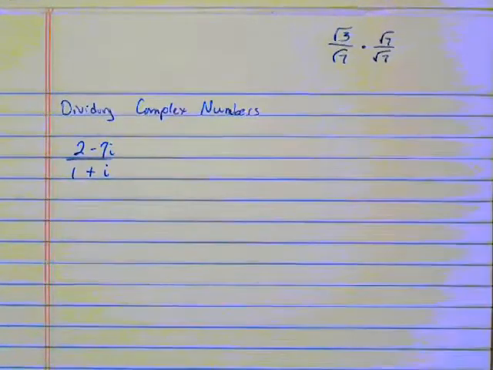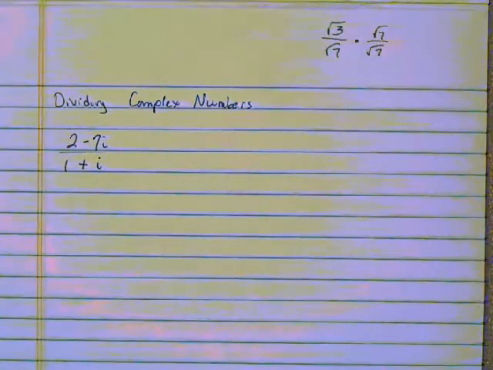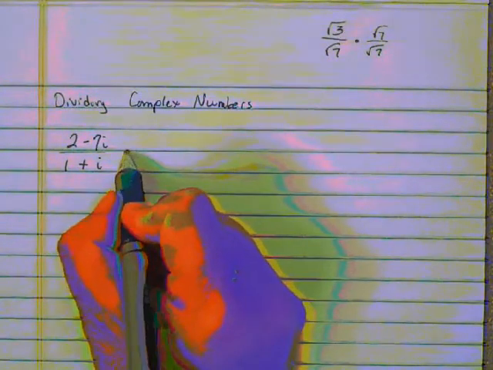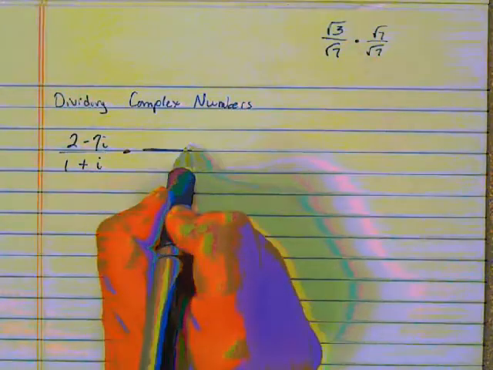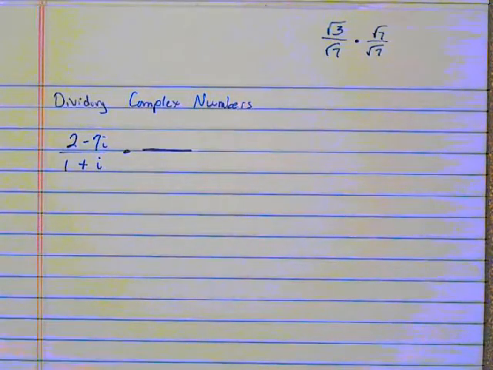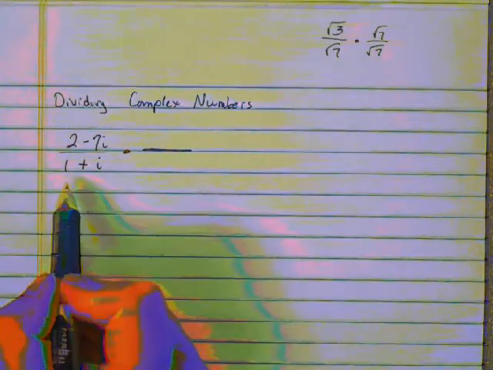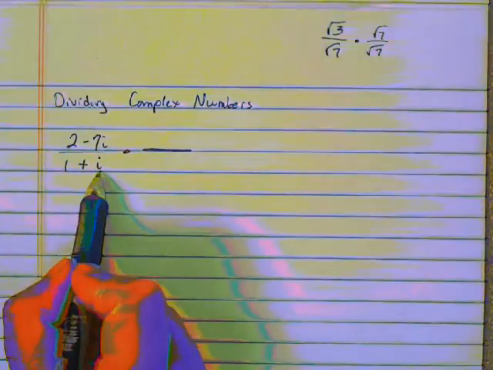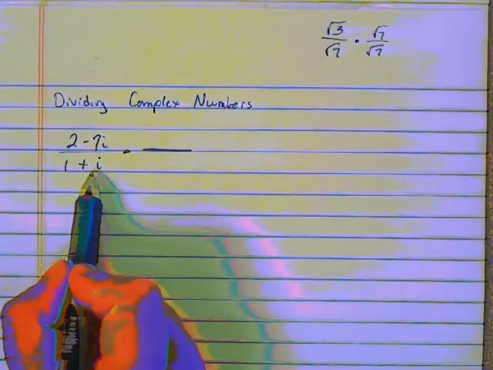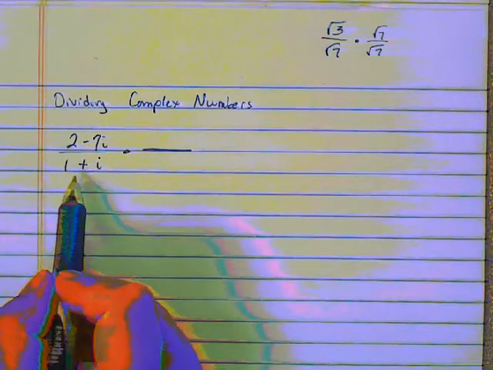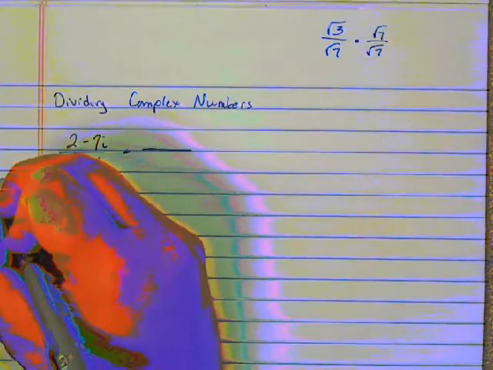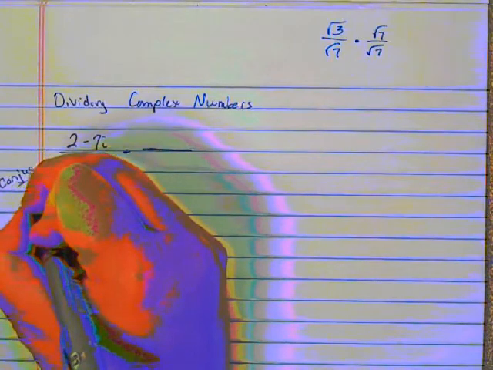So with division of complex numbers, we have the same thing happening. We don't want to have an i in the denominator. So I'm going to have to find something that I can multiply this by, the big one, that would get rid of an i in the denominator. What could I multiply this bottom by that would get rid of i? Well, we just talked about that. We said that to get rid of i, you multiply by a conjugate.